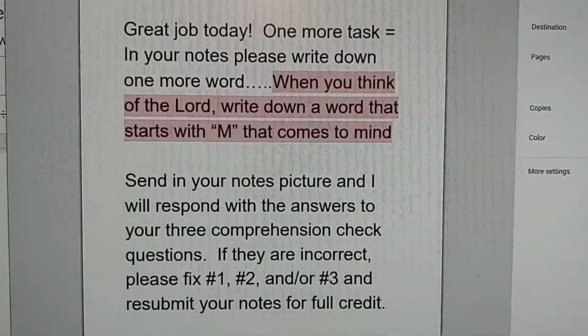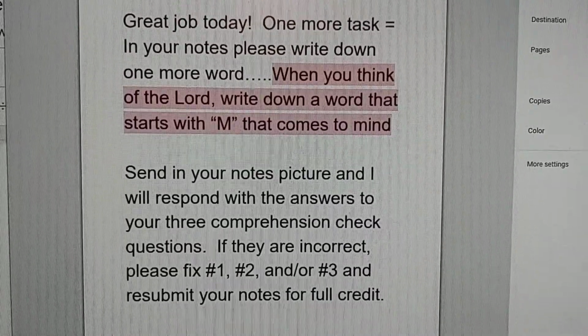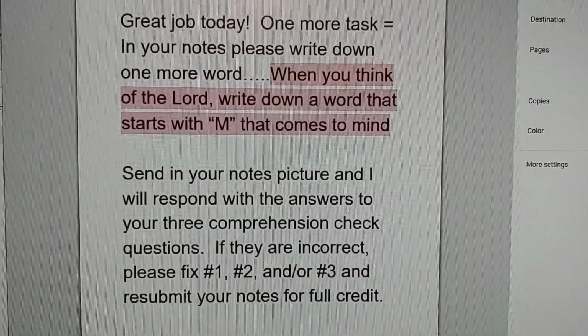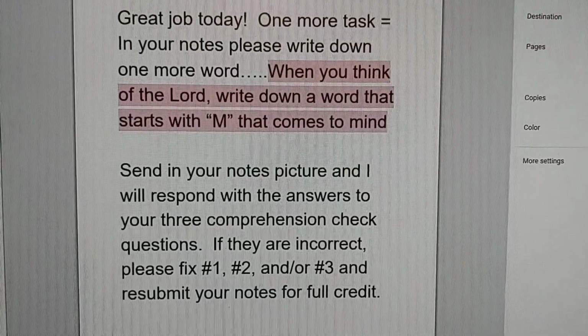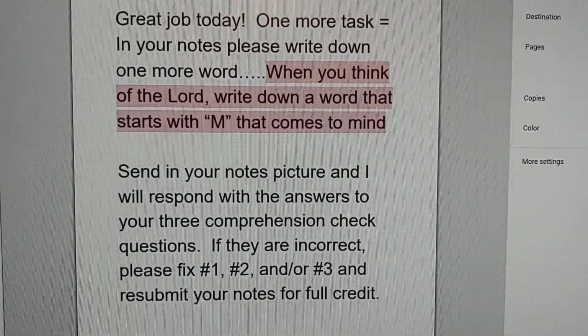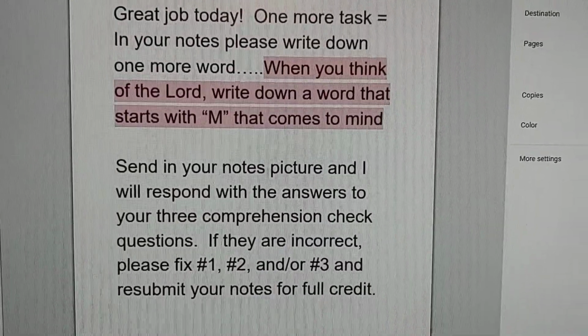All right, great job today on ellipses. You have 1 more task. In your notes, please write down just 1 more word for me. When you think of the Lord, write down a word that starts with M that comes to mind. Please make sure I can find this word in your notes. I'm guessing it'll be right at the very end, so it'll be easy to spot.